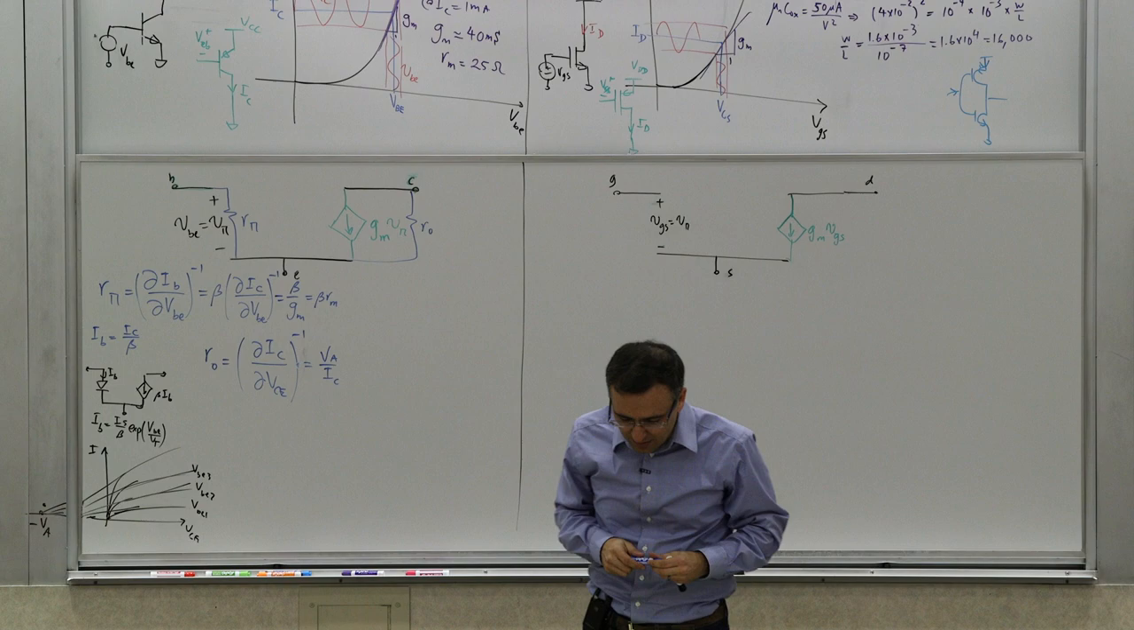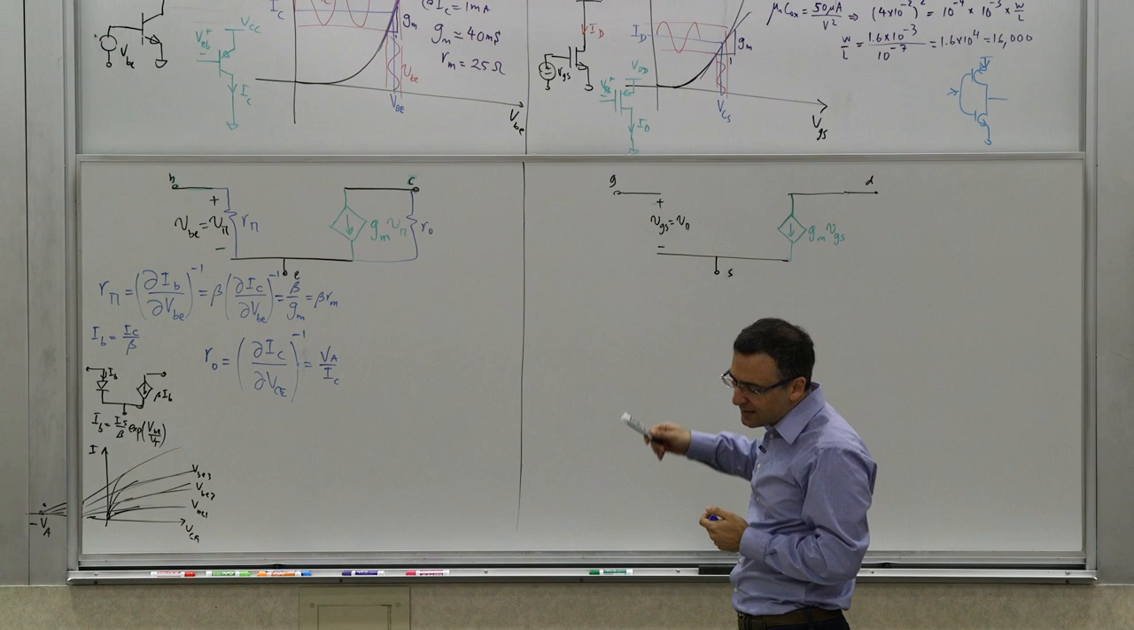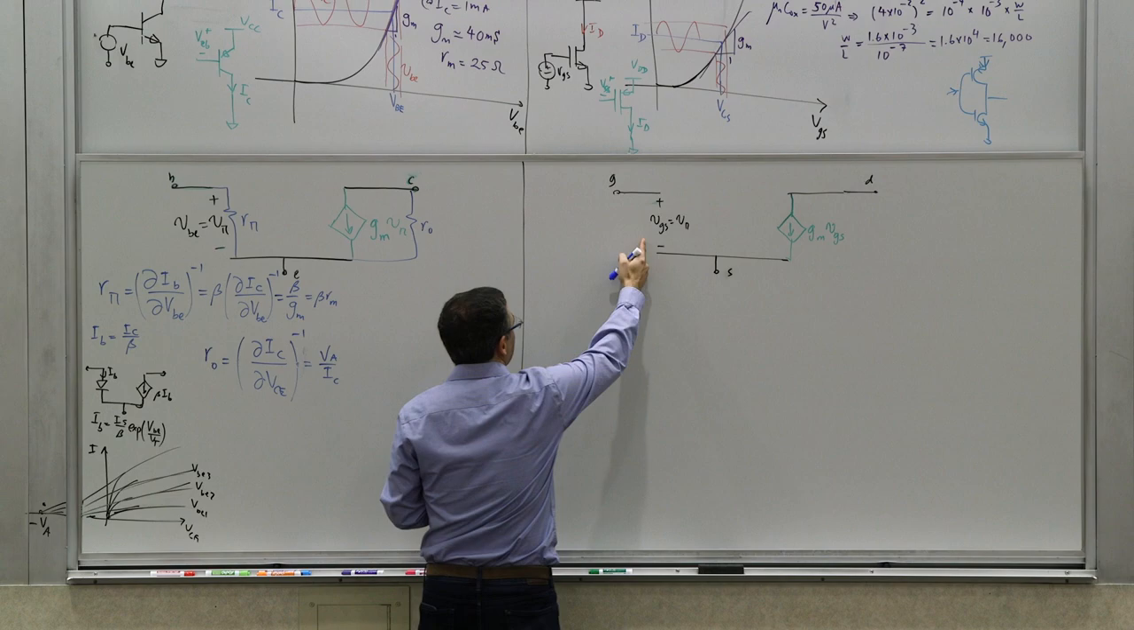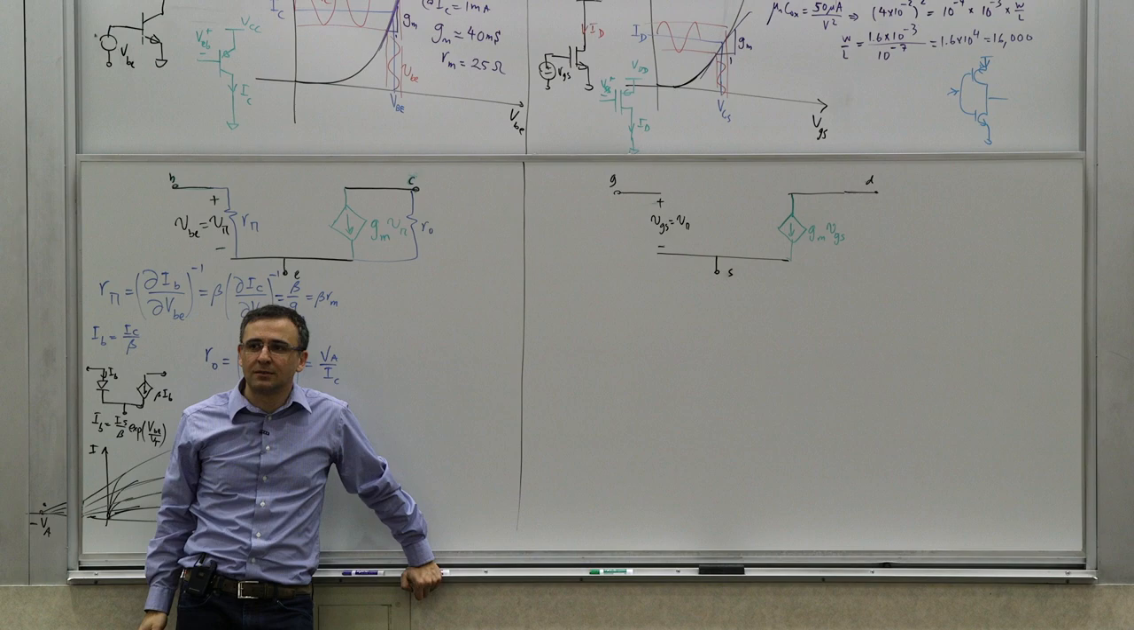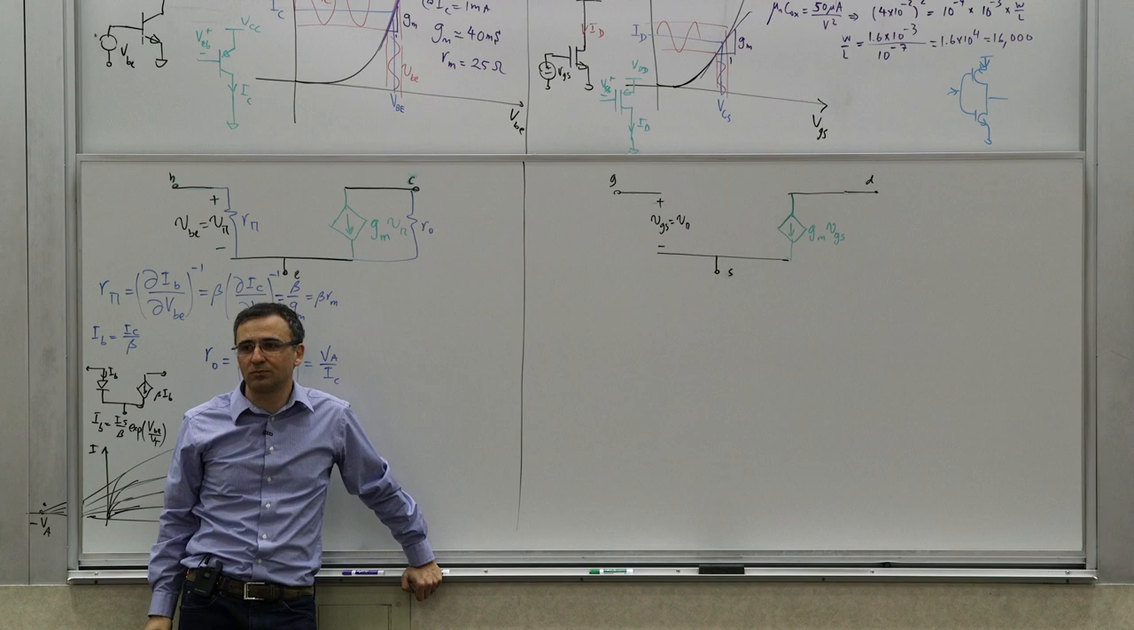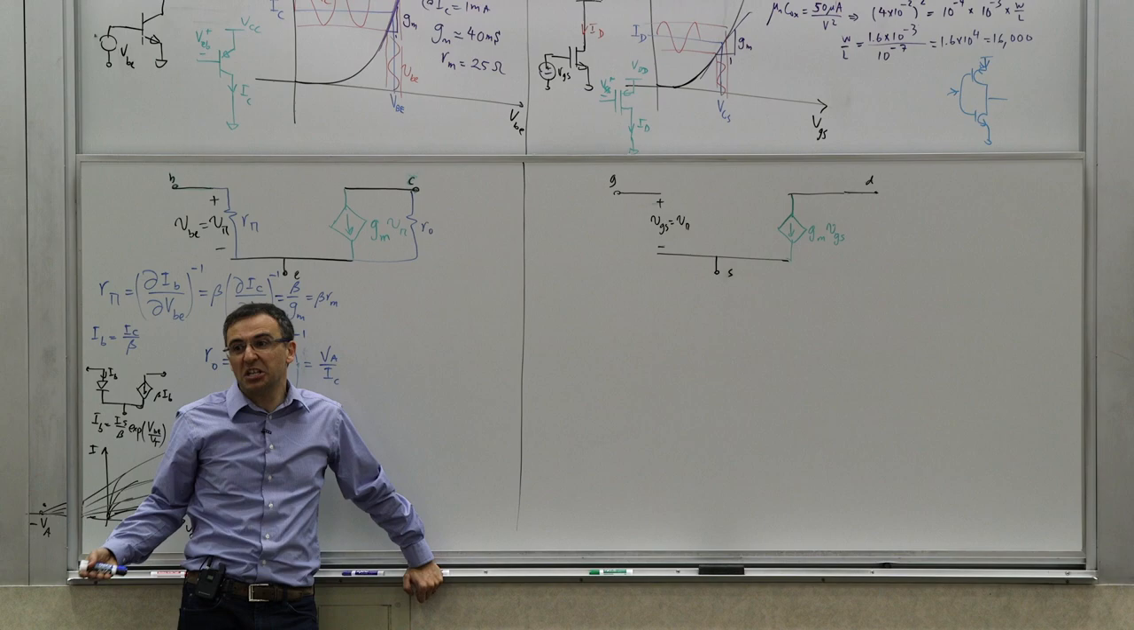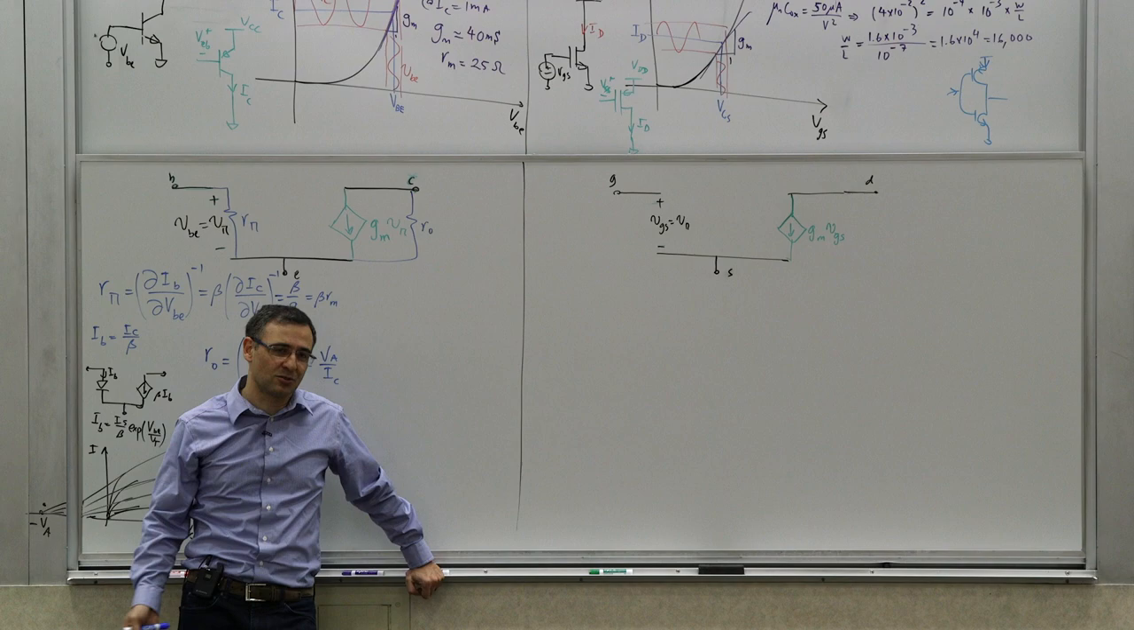Now, how about the MOSFET? Let's talk about the MOSFET. Is there an R pi in the MOSFET equivalent? Should there be one? No, right? Because at least in the classical model, if there's no gate current, there's no tunneling current, that current would be zero. Since it's zero, its derivative is also zero, so it's not going to be perturbed. So there's no resistance here, really, in this classical model.